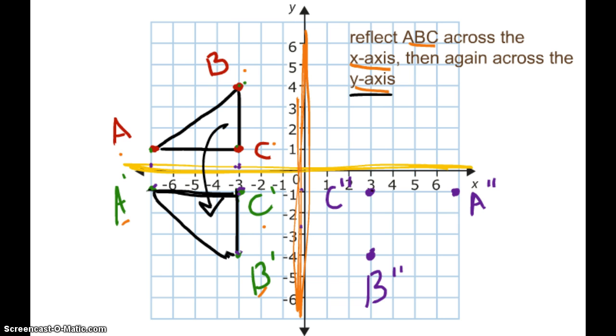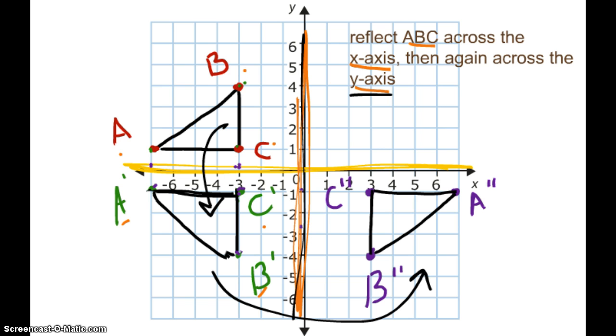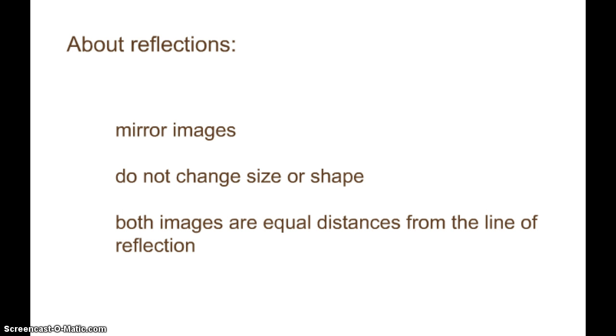So I'm going to connect my points, and I can see that I have just taken A prime, B prime, C prime, and flipped it over the y-axis, and it is now A double prime, B double prime, and C double prime. So here is an example of flipping over the x, from here to here, and then flipping over the y.